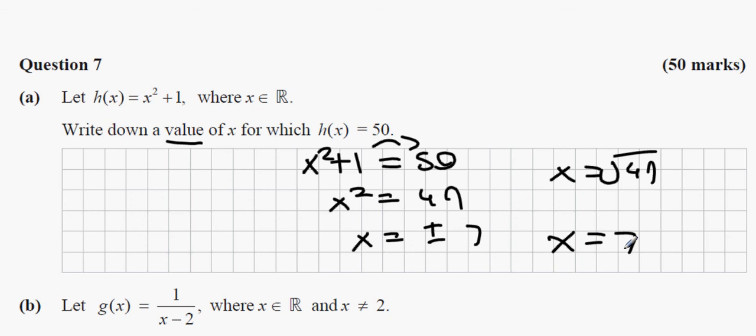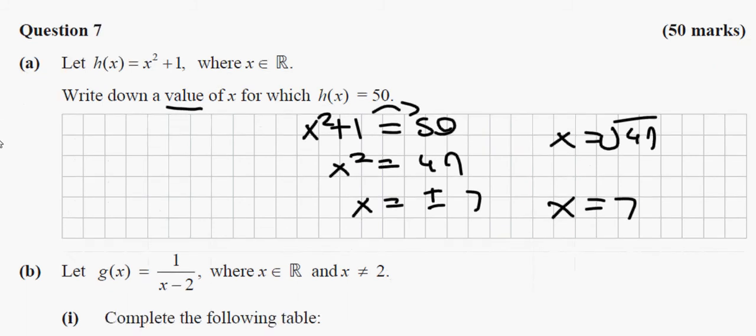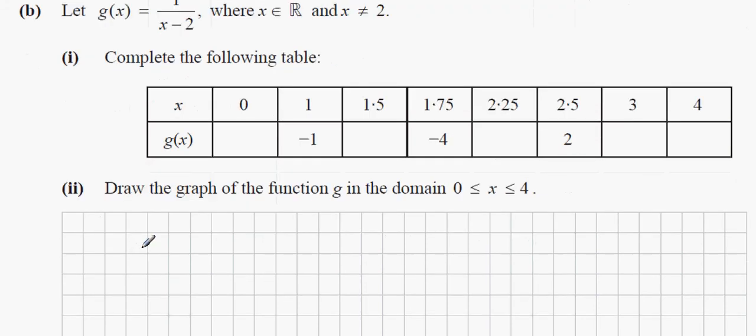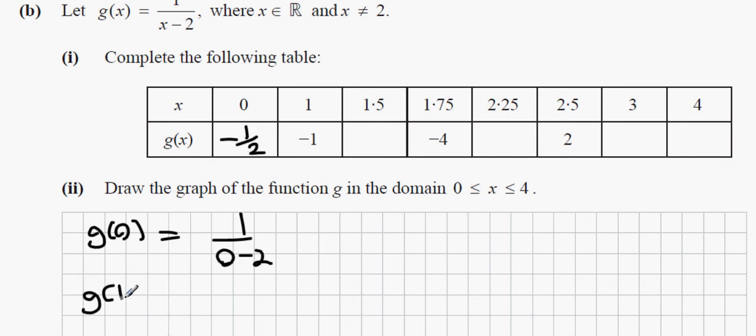Now, next one. Let g of x equals 1 over x minus 2. Complete the following table. So g of 0 is 1 over 0 minus 2, which is minus a half. g of 1.5 is 1 over 1.5 minus 2, which should be minus 2.